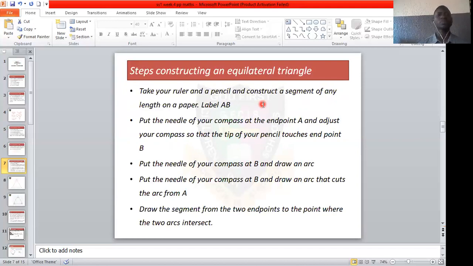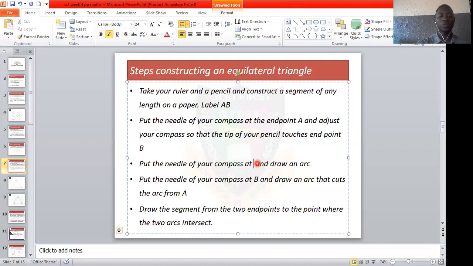So put the needle of your compass at the end point A and adjust your compass so that the tip of your pencil touches the end point B. Then with the same radius, put the needle of your compass at B and draw an arc that cuts the arc from A. Put the needle of your compass at A and draw an arc, and also put the needle at B and draw an arc that cuts the arc from A. So draw the line segment from the two endpoints to the point where the two arcs intersect.